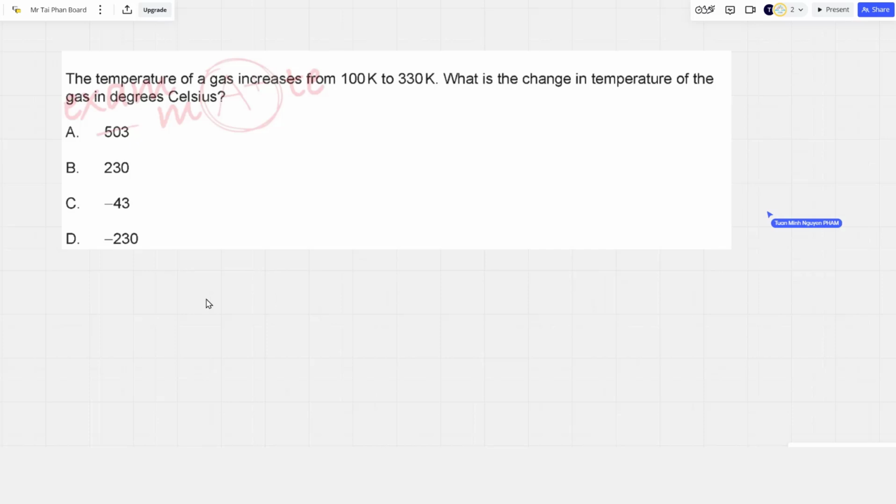That's the correct method. The temperature of the gas increases from 100 Kelvin to 330 Kelvin. What's the change in temperature of the gas in degrees Celsius?